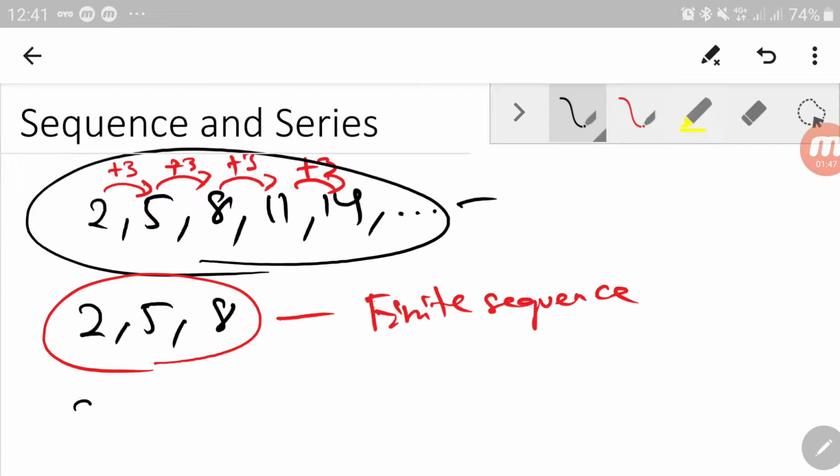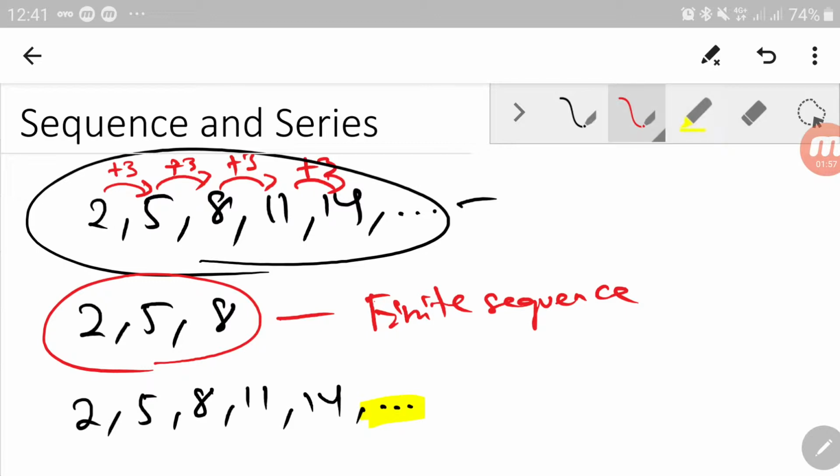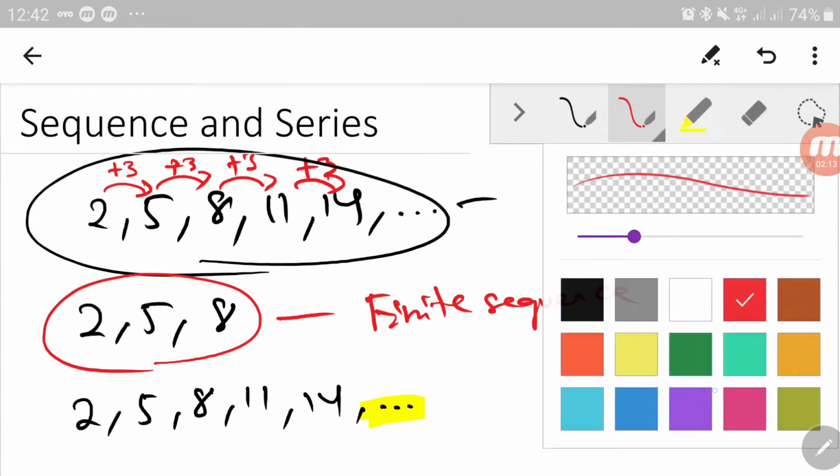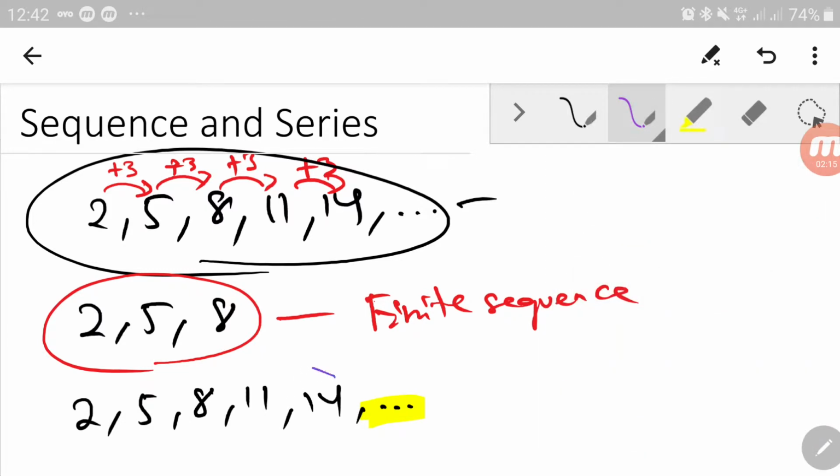However, if we have something like 2, 5, 8, 11, 14 and ..., these 3 dots are what we call an ellipsis. I think that's the spelling, I may be wrong though. Oh well, the name is not important. What is important is, by having these dots, we do not know how many terms are involved in this sequence. We do not know how many terms are inside the sequence.